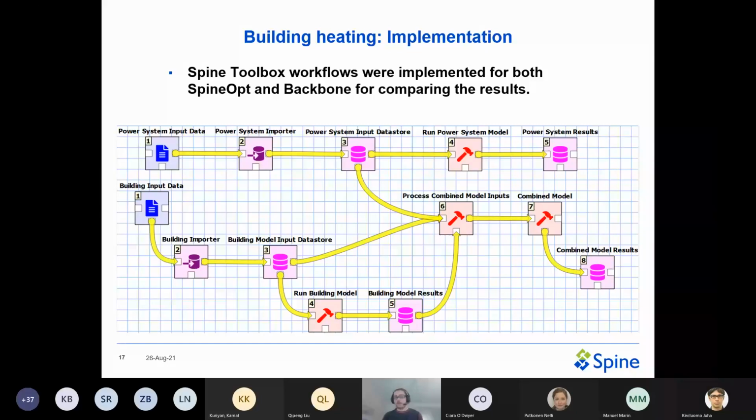Now, in principle, I could have done this case study in one single massive Spine Toolbox project, where I would have basically this workflow duplicated for both SpineOpt and Backbone, and then also automatize comparing the results between the input databases. However, I didn't do that, and I thought it was easier to just show this part here anyway to avoid completely overwhelming you. But I hope that gave you some idea about what the process of making a case study in this case looks like.